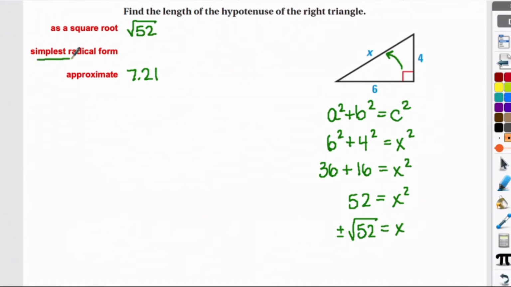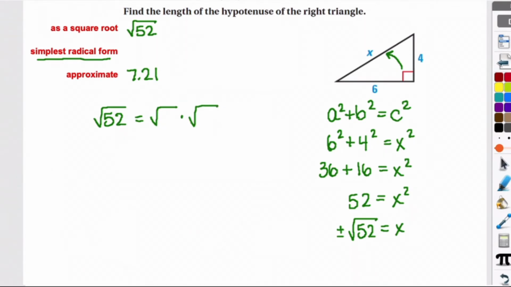Simplest radical form is what we need to talk about a little more in depth. I think you've done this in algebra before, but it deserves a review. Simplest radical form is when you write your answer like 2 times the square root of 5 or something. That's not the answer to this one. But what we're going to do is try to think of how we can break down the number 52 into something that has a perfect square root times something that doesn't.